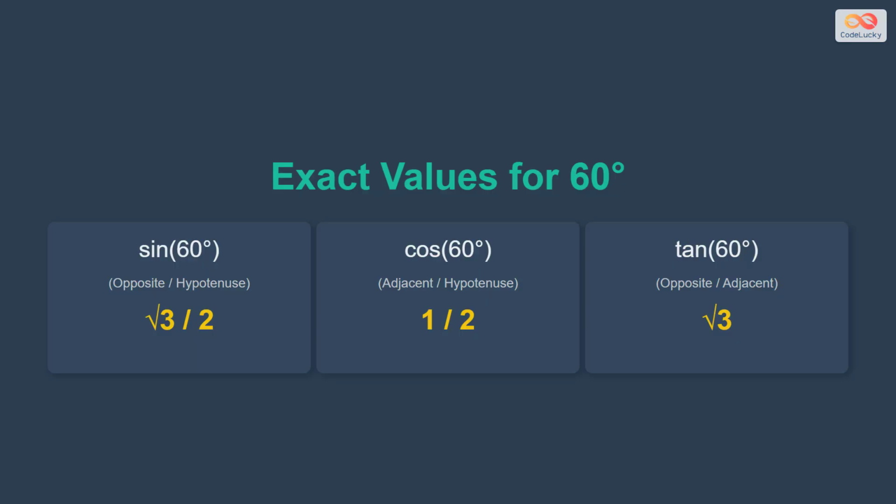Using the same 30, 60, 90 triangle, we can find the values for 60 degrees. For the 60-degree angle, the opposite side is now √3, and the adjacent side is 1. So, the sine of 60 degrees is opposite over hypotenuse, or √3/2. The cosine of 60 degrees is adjacent over hypotenuse, which is 1/2. The tangent of 60 degrees is opposite over adjacent, which is √3/1, or simply, √3.